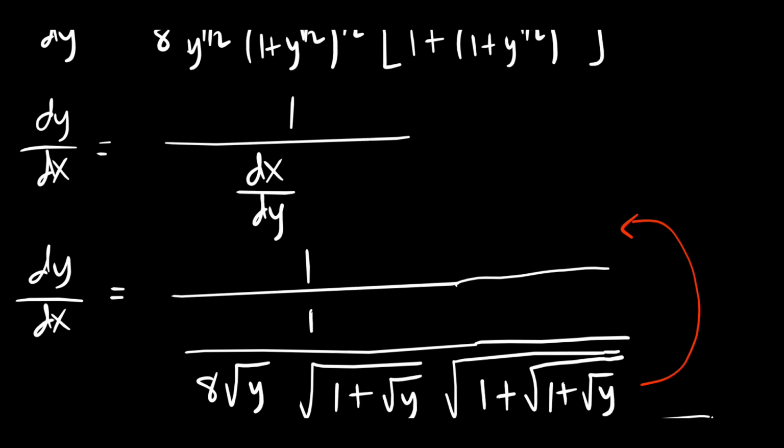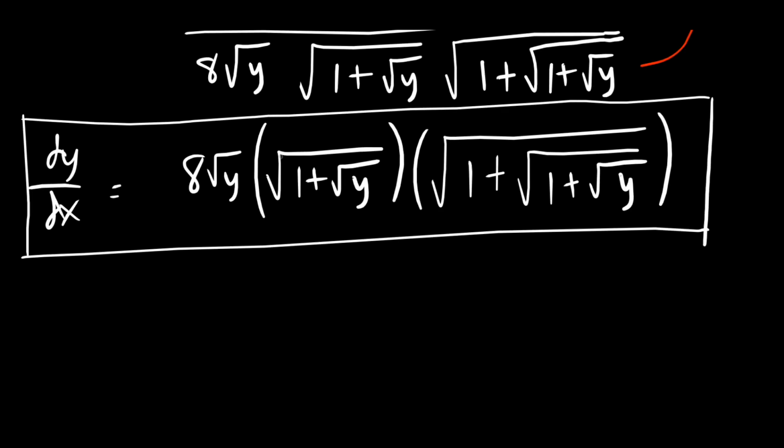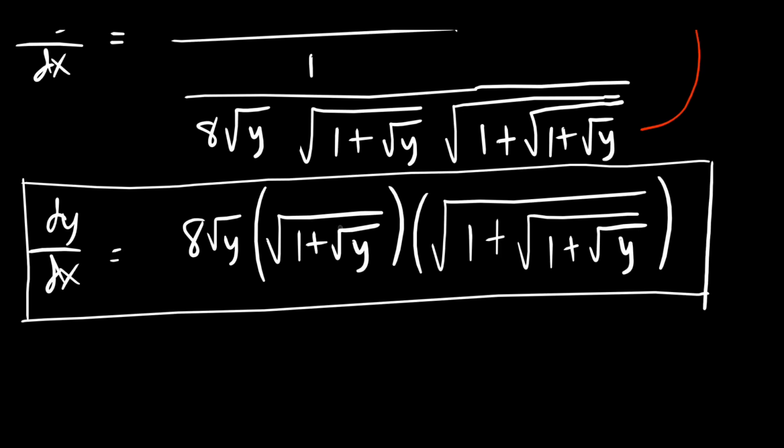So let's check if our answer is correct. 8 square root of y multiplied by the square root of 1 plus square root of y, multiplied by the square root of 1 plus square root of 1 plus square root of y. So our answer here is correct. So that's all for the inverse function rule.